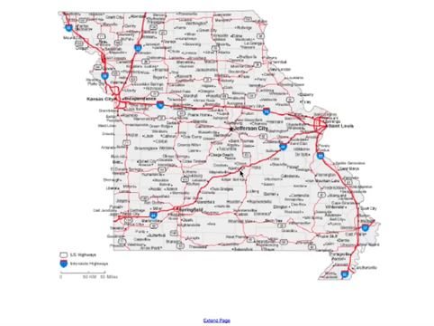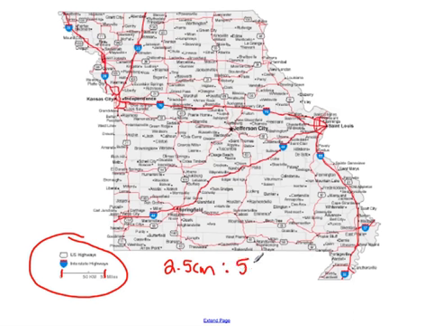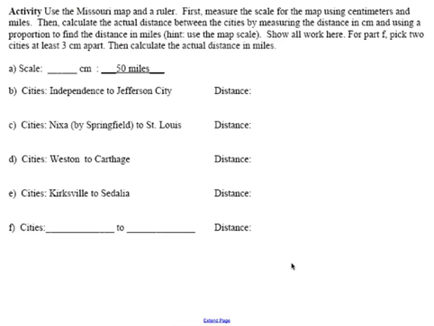Lastly, we're given a map of Missouri, and we're asked to find certain cities and everything else. The first question for us is actually going to have us measure this. And what we'll do is we'll determine that this distance from 0 to 50 miles is approximately 2.5 centimeters. So that's going to be the scale: 2.5 centimeters to 50 miles. So that's what we write in this first piece here. This is 2.5 to 50 miles.